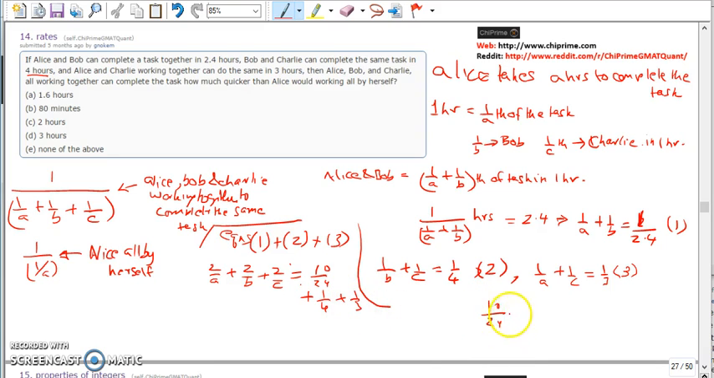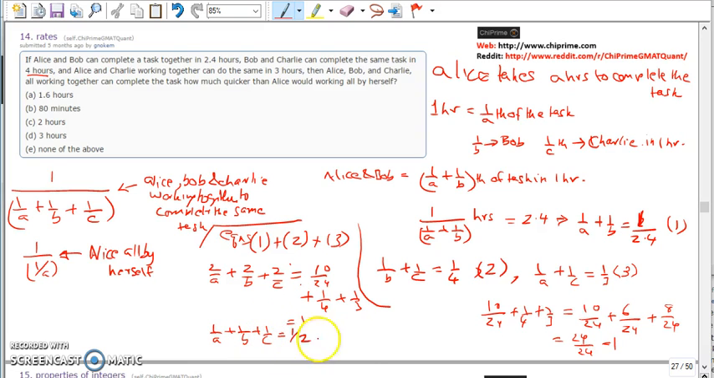Now let's do that bit here. 10 over 24 plus 1 over 4 plus 1 over 3. If you normalize the denominators, 4 times 6 is 24, so 1 over 4 becomes 6 over 24, and 3 times 8 is 24, so 1 over 3 becomes 8 over 24. So if you add these, you get 24 over 24, or 1, right? So 2 over A plus 2 over B plus 2 over C is equal to 1, or 1 over A plus 1 over B plus 1 over C is equal to half, dividing both sides by 2.